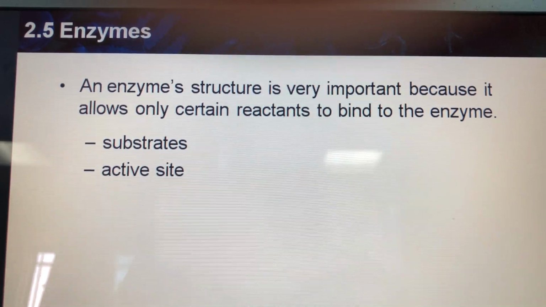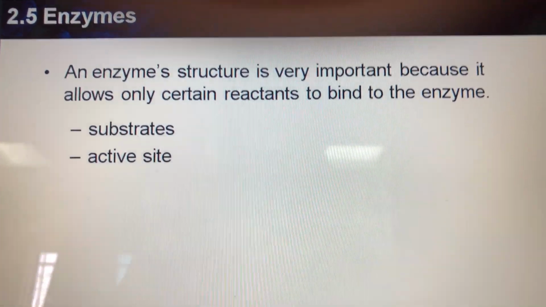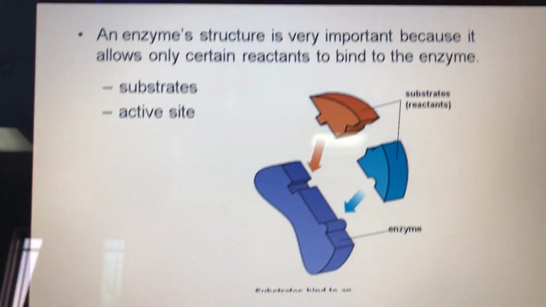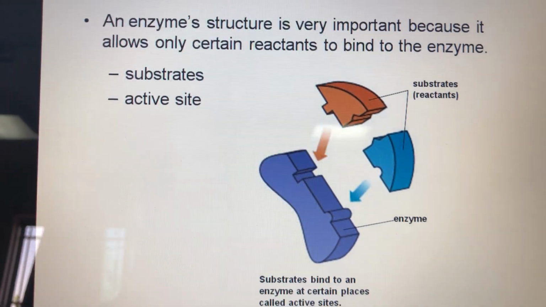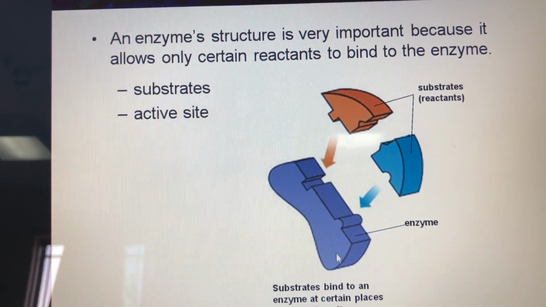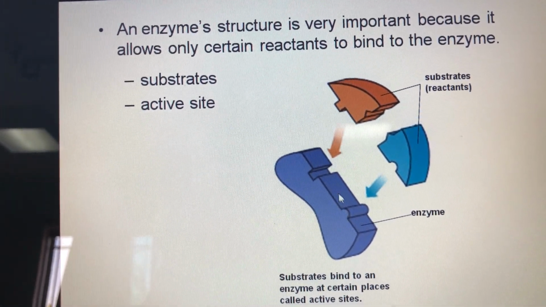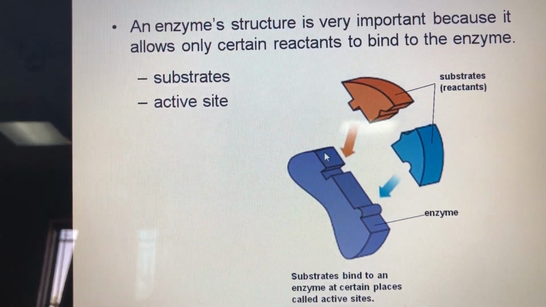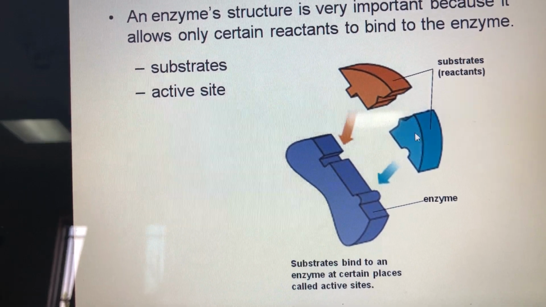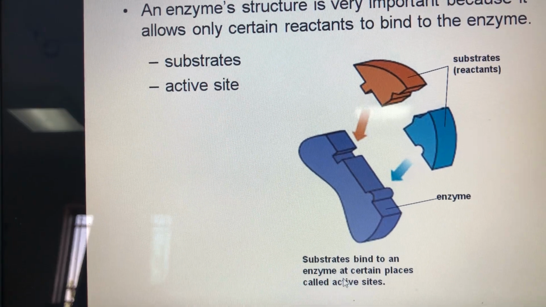So an enzyme's structure is very important because it allows only certain reactants to bind to the enzyme. If you look here, the enzyme, which is shown here, this one is the enzyme, has a structure, okay? It has an active site on it, all right? This enzyme can bind to certain reactants, which we call substrates, okay? They bind to the enzyme at a certain place called the active site.